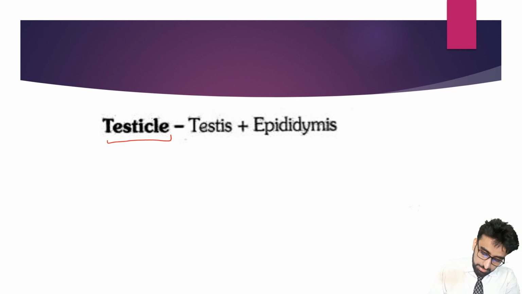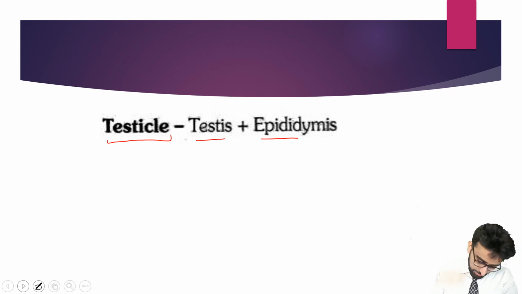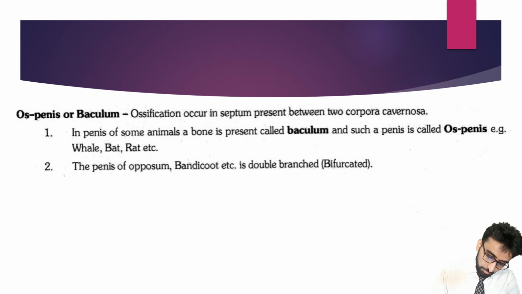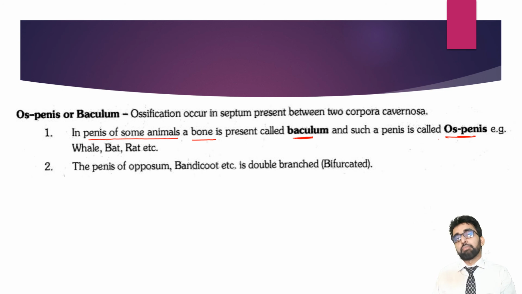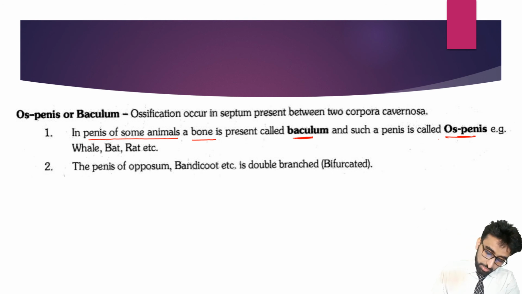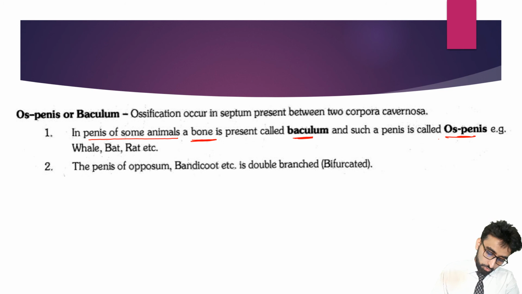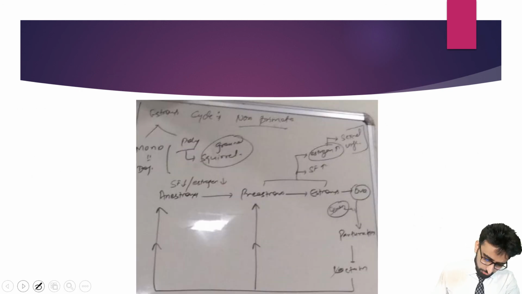What is testicle? Testis plus epididymis together are known as testicles. What is os penis or baculum? In the penis of some animals a bone is present, and this is known as baculum, and such a penis is known as os penis. For example whale, bat, rat. In the penis you have a bone. Otherwise, we saw the human penis, which has spongy erectile structures known as corpora cavernosa and corpus spongiosum. Here you have bone, and this is known as os penis or baculum. A few of them are bifurcated. I don't think they will ask this at NEET UG level.